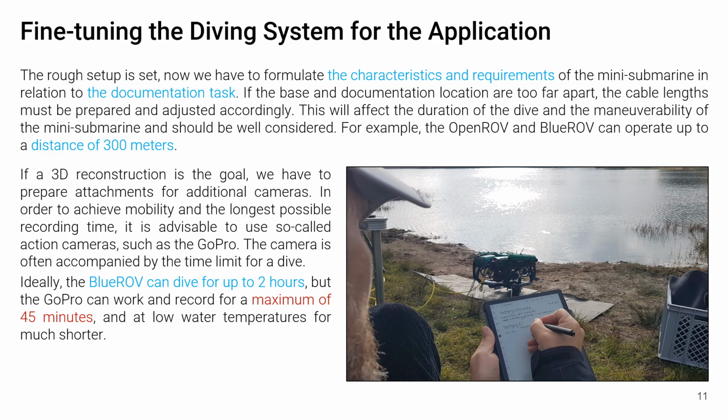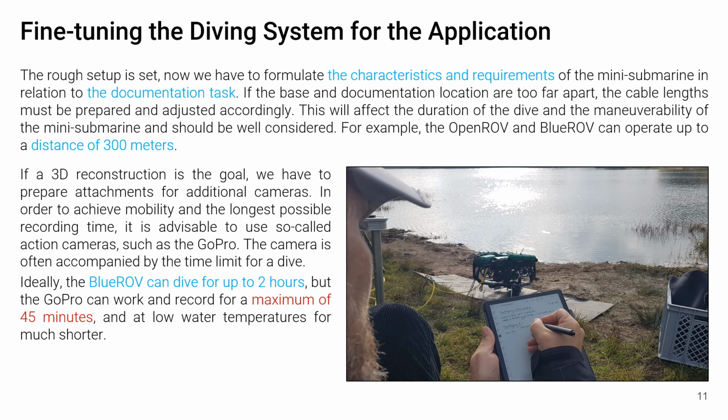The documentation task also has a major influence on the setup of the mini submarine. For reconnaissance dives, the already existing onboard cameras can often be used. If a 3D reconstruction is the goal, we have to prepare attachments for additional cameras. In order to achieve mobility and the longest possible recording time, it is advisable to use so-called action cameras, such as the GoPro. The camera is often accompanied by the time limit for a dive.